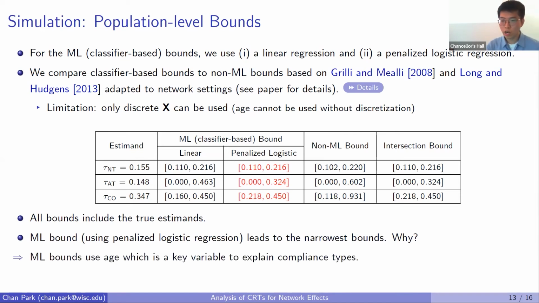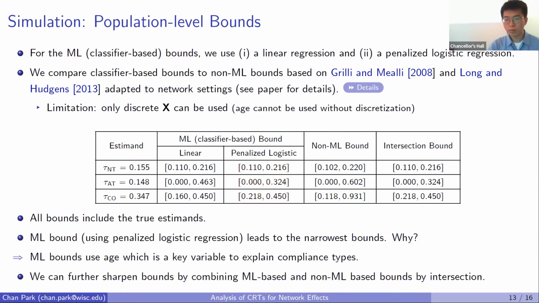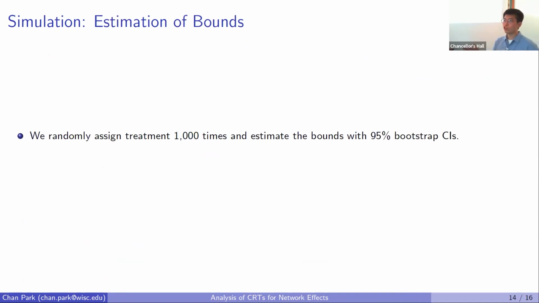The reason is our bound can use the age variable, which is a key to explain compliance type, whereas the non-machine learning bound cannot directly use it unless they discretize it. And we can further sharpen bounds by combining our methodology and the non-machine learning bound by taking the intersection. So now we move to the estimation portion.